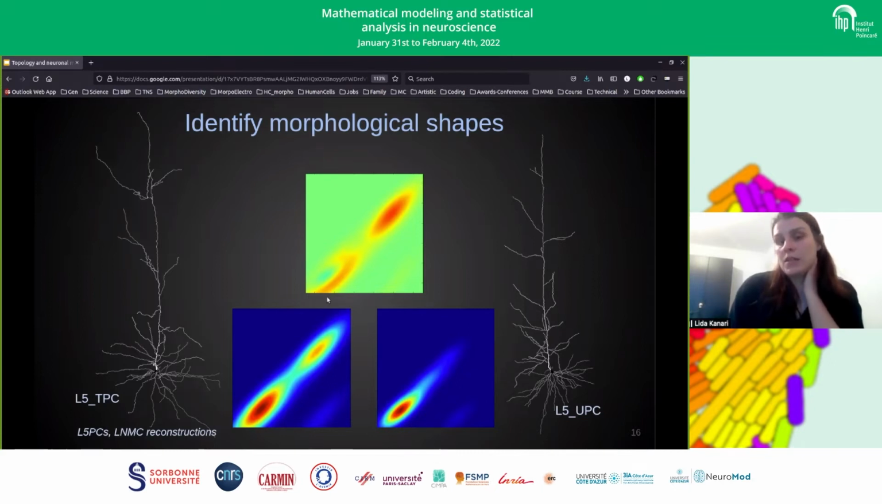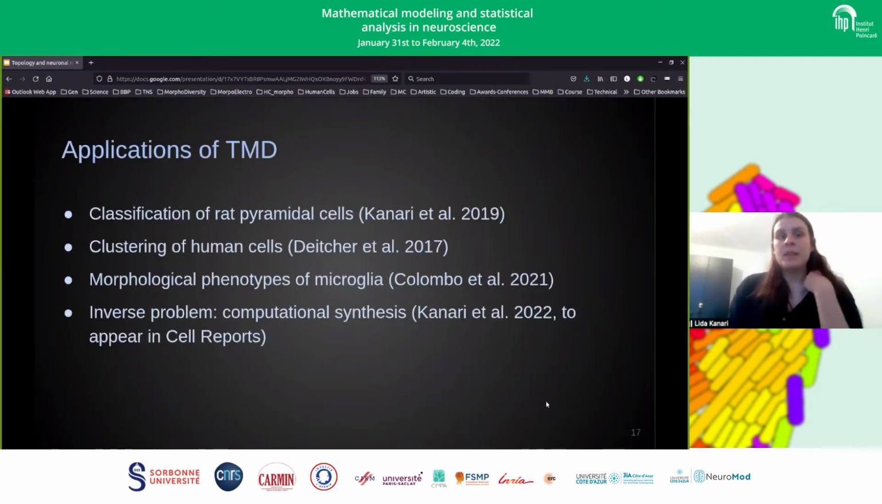So we have identified, for example, that here, the first effect is the existence or absence of a tuft, but also the branches around the soma have a different topology. They're longer in this tree compared to this tree. And this is actually going to be interesting for a few examples that I will illustrate afterwards. So I will describe a few of the applications of these methods. How can we use the TMD to classify cells, for example? To cluster them, and finally for the inverse problem.